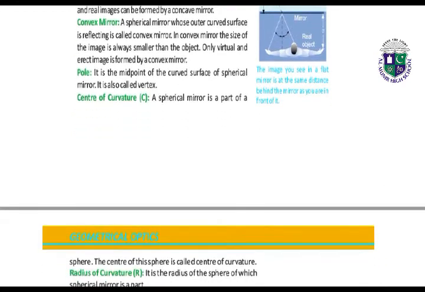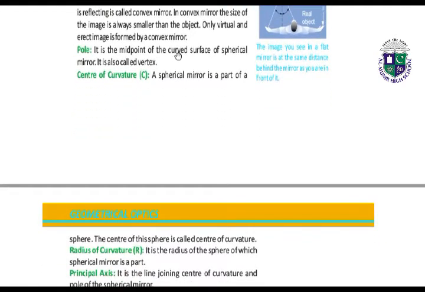Now what are the poles? The pole is the midpoint of the curved surface of a spherical mirror. The midpoint of a spherical mirror is called the pole. It is also called the vertex.